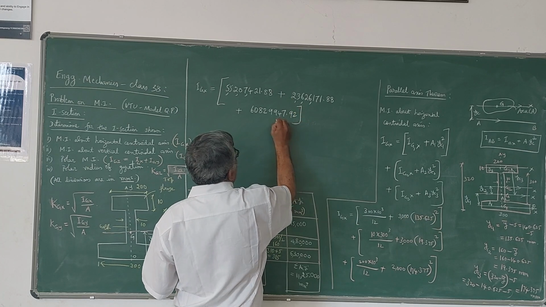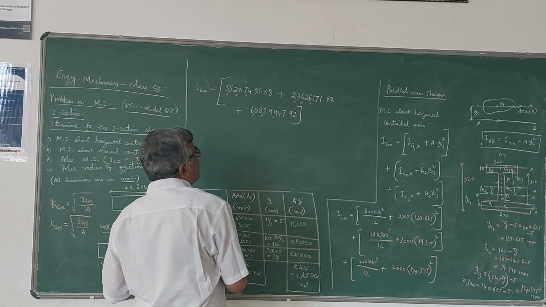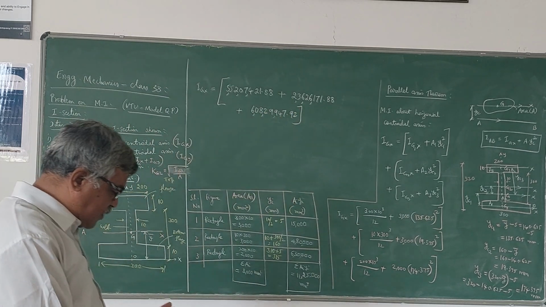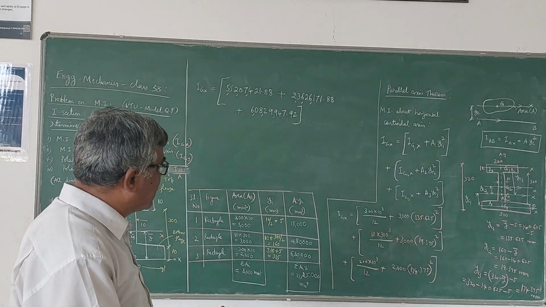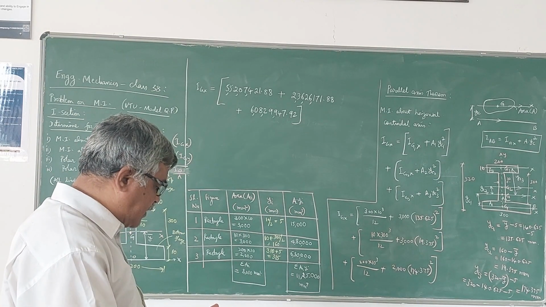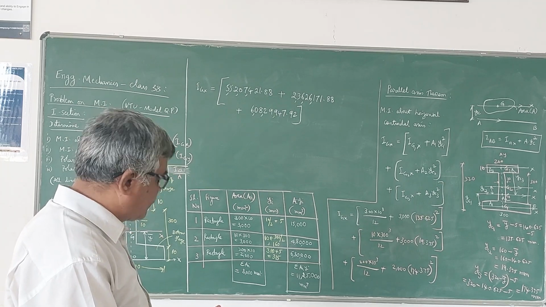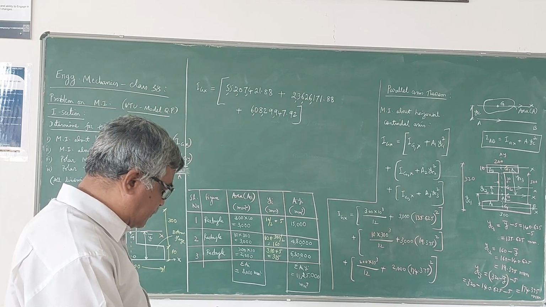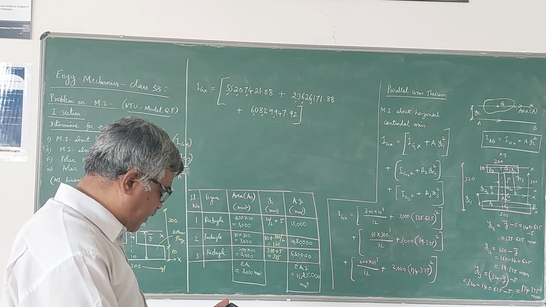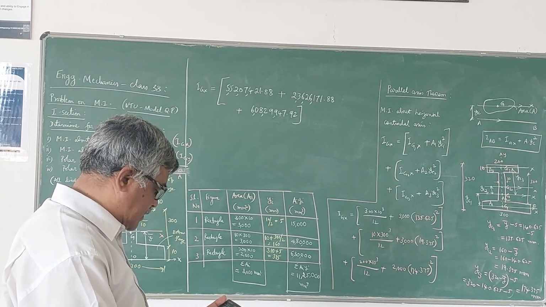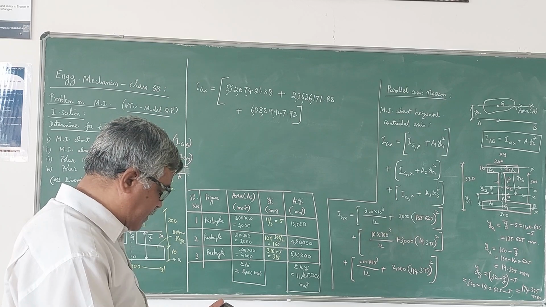So be careful about these values, operate twice. Let me check once again using the calculator. 300 into 1000 divided by 12, the first value, plus 3000 into 135.625 square. That is the first value.